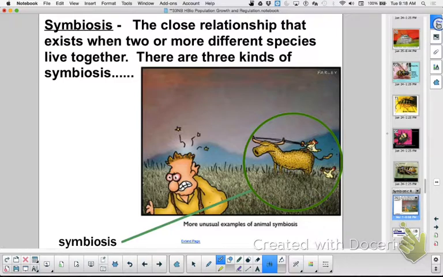Symbiosis. Symbiosis is a close relationship that exists when two or more different species live together. And we're going to talk about the 3 different kinds of symbiosis. First, let me tell you what it's not. You and I are not in a symbiotic relationship, where I'm giving you an education and you are getting educated in response. Why are we not an example of symbiosis?